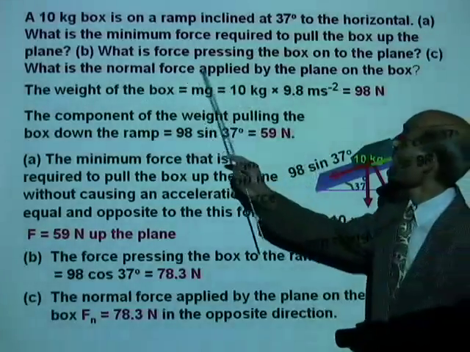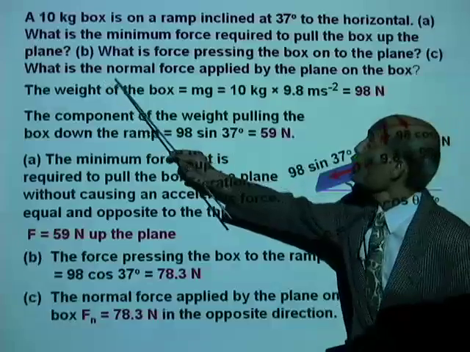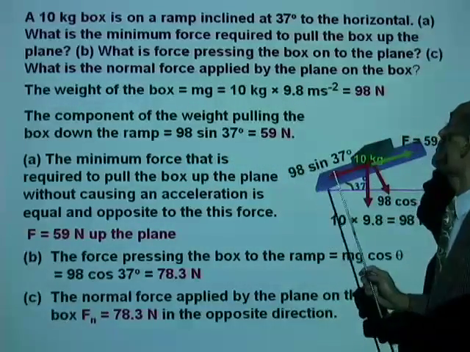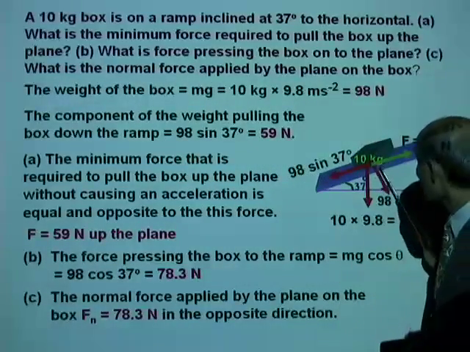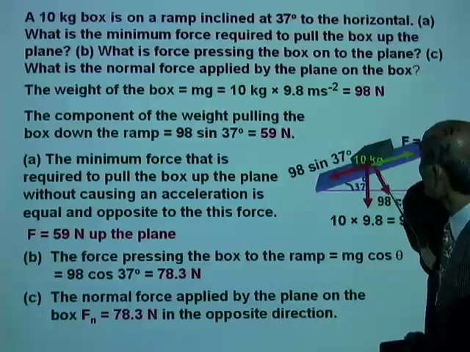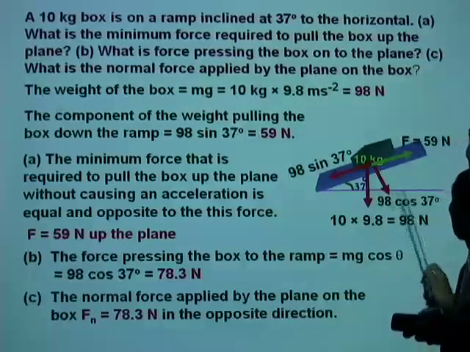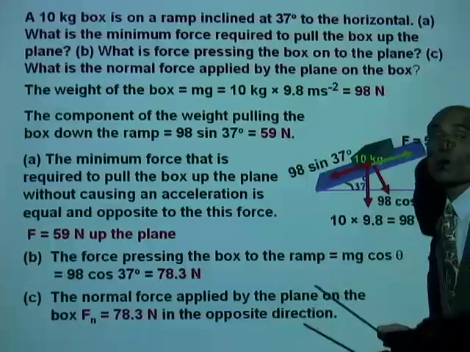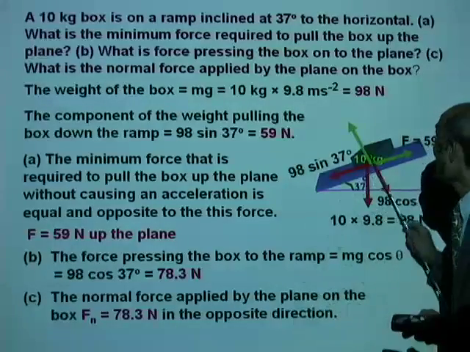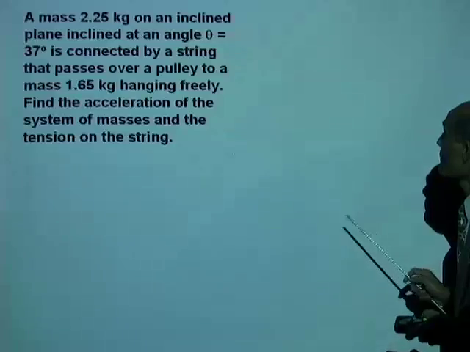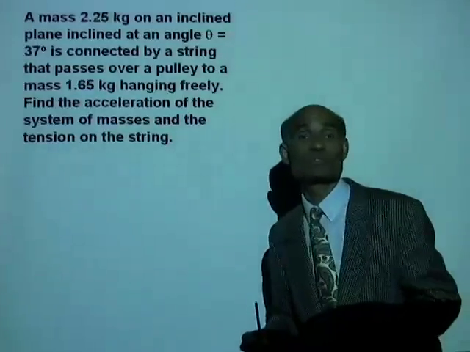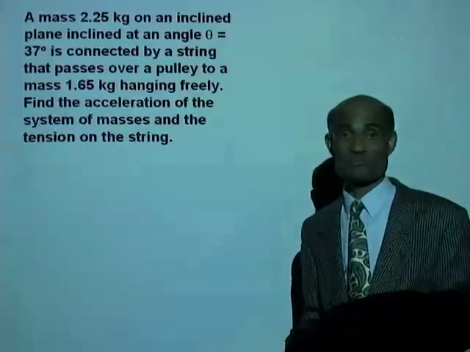What is the C part? What is the normal force applied by the plane on the box? The normal force applied by the plane on the box will be opposite to this 98 cos 37, and that will be exactly equal to that amount of force.